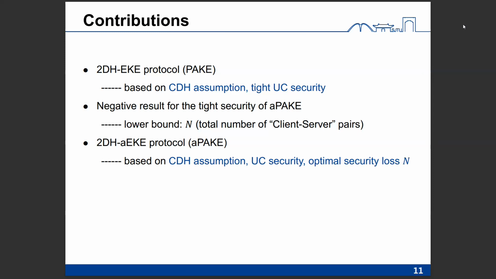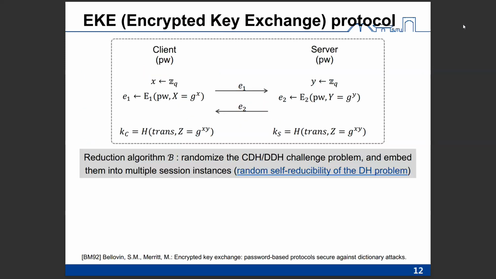It's an APAKE protocol, and we prove its UC security based on the CDH assumption, and the security loss factor is one, which means the optimal security loss. So now we may tell some technical details, and we may start from the EKE protocol.